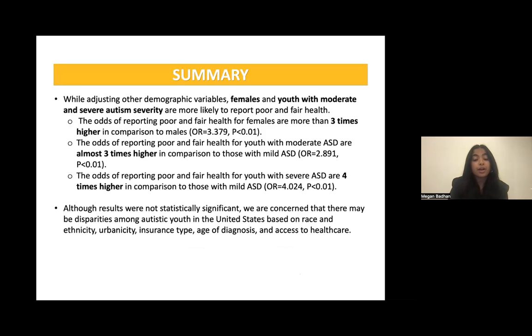While adjusting other demographic variables, females and youth with moderate and severe ASD were more likely to report fair and poor health. For example, females are 3 times more likely to report less than good health than males. Also, youth with moderate ASD are more than 3 times higher, and those with severe ASD are 4 times higher, of reporting poor health in comparison to those with mild ASD. Although results were not statistically significant, we are concerned that there may be disparities among autistic youth in the United States based on race and ethnicity, urbanicity, insurance type, age of diagnosis, and access to healthcare.